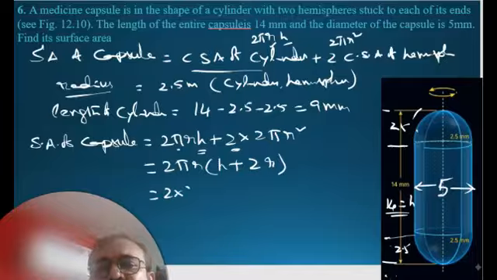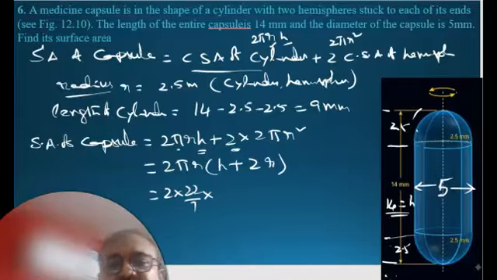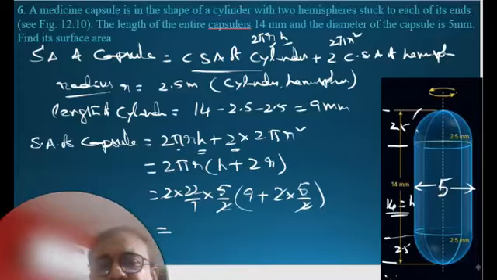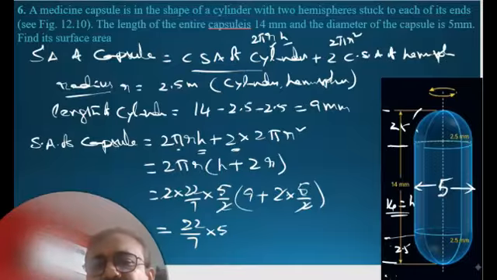Now 2 into pi means 22/7, into r, which is the radius, 2.5 or 5/2, into h, which means 9, plus 2 into r, which means 5/2. Cancel the 2 here, and cancel this 2 also. So we have 22/7 into 5 into 9 plus 5, 14.